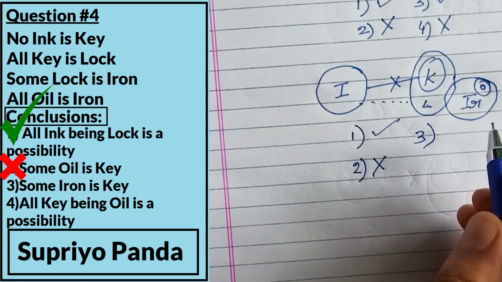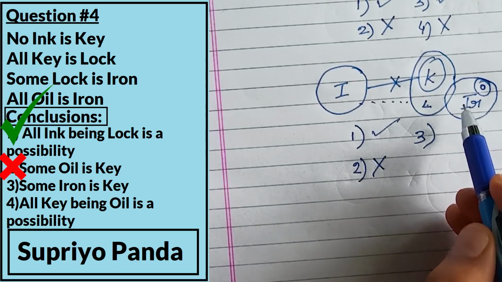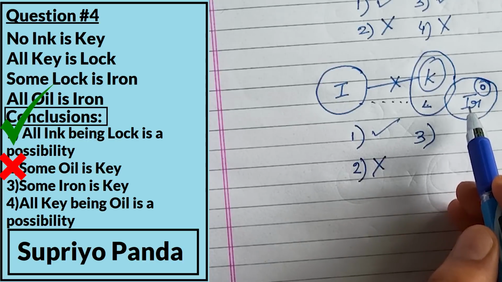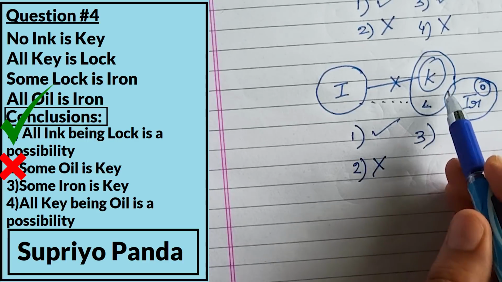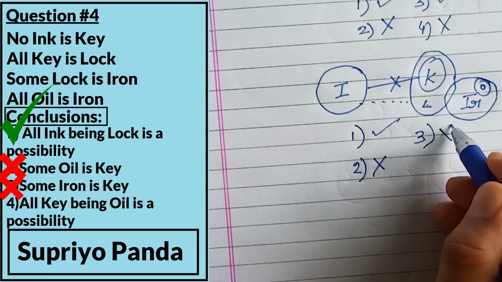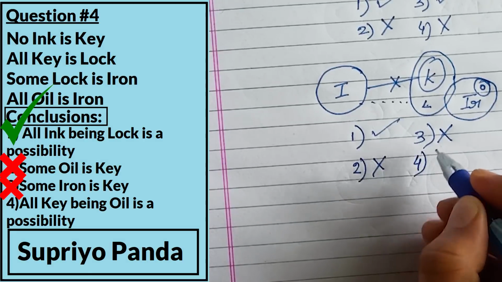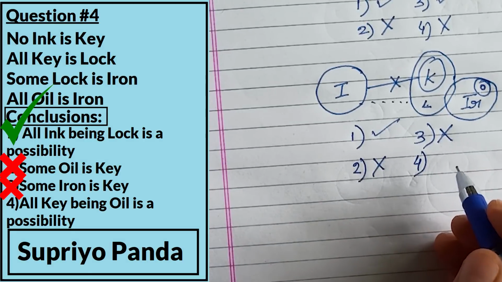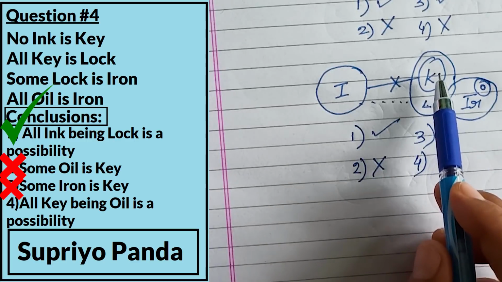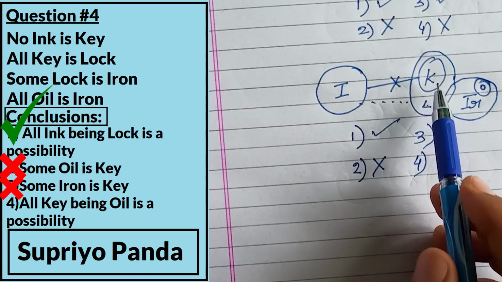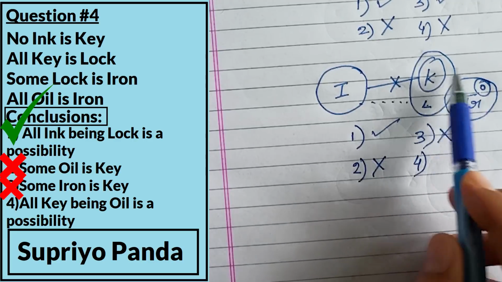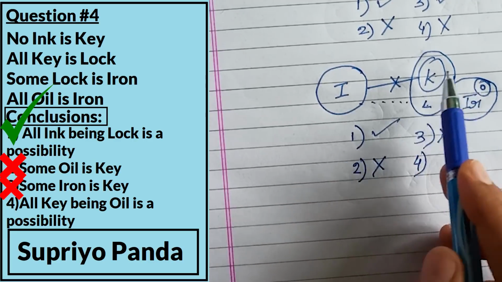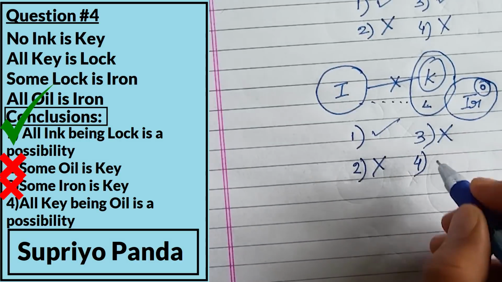Now number 3, some iron is key. Can you actually conclude this? No, because as you can see from the figure itself, it is not concludable. Now this is also not correct. So number 4 now. It is all key being oil is a possibility. So it is of course a possibility, because you can just rotate this thing and this thing together and it will fully make sense. So this is also correct.